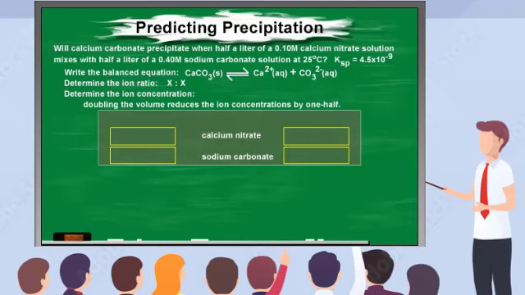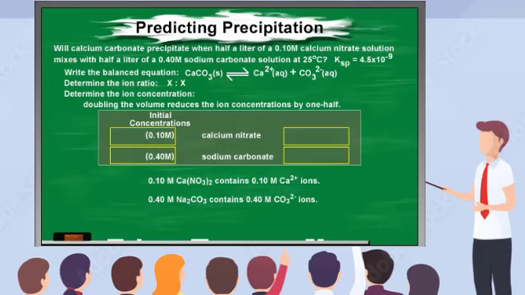Returning to the sample problem, you can determine the new ion concentrations of calcium nitrate and sodium carbonate, in addition to determining whether the concentrations are great enough to form a precipitate. You are given that the initial concentrations of the solutions are 0.1 molar for calcium nitrate and 0.4 molar for sodium carbonate. Reducing the initial concentrations by 1/2 determines the new molarity of each solution and results in values of 0.05 molar for calcium ions and 0.2 molar for carbonate ions.